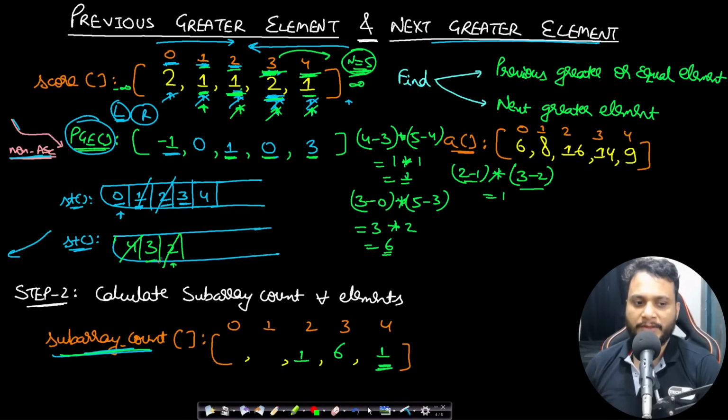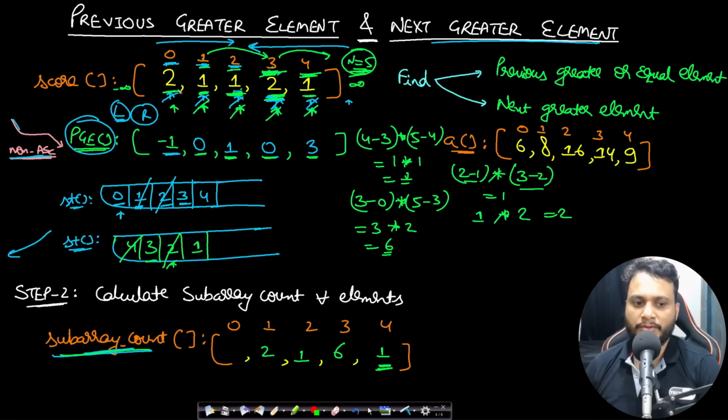Okay, now you check with 3. 3 is having score 2, which is actually larger, so you have found the next greater element of this one, which is 3. So the gap between them is 3 minus 1, which is 2. Multiply with the previous greater or equal element, which is 1 minus 0, which is 1. So the total contribution is 2. Save it, and you push this 1 on top of the stack and move forward.